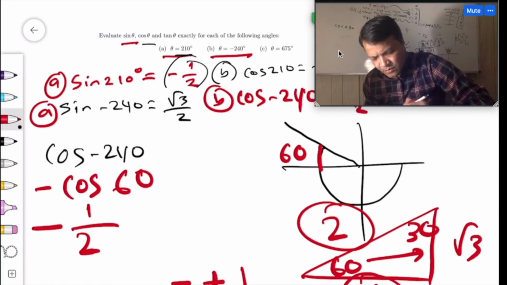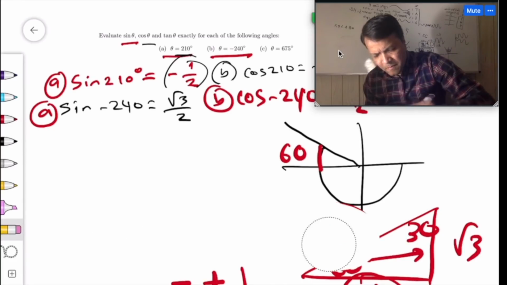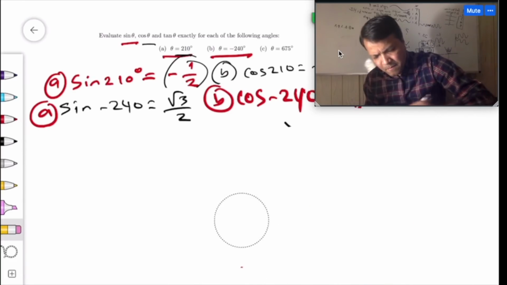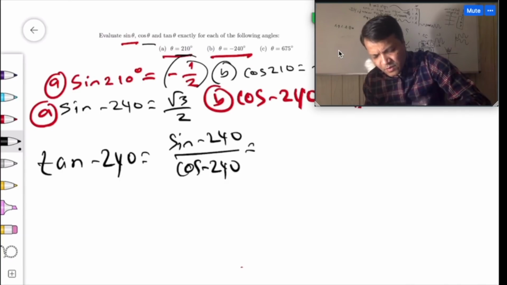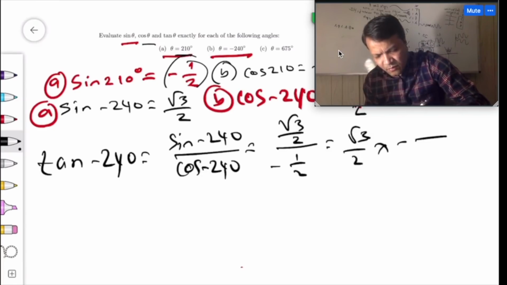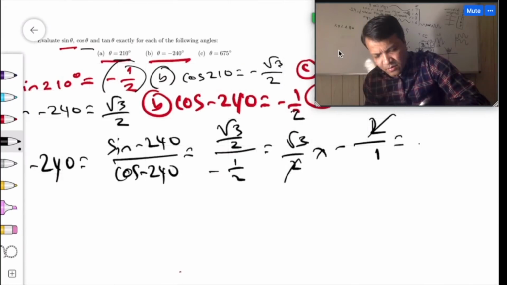Alright, now we're going to do D, which is tangent. So tangent negative 240 is equal to sine negative 240 over cosine negative 240, which is square root of 3 over 2 over negative 1 over 2. So the 2s cancel, and the answer is negative square root of 3. So tangent negative 240 is negative square root of 3.